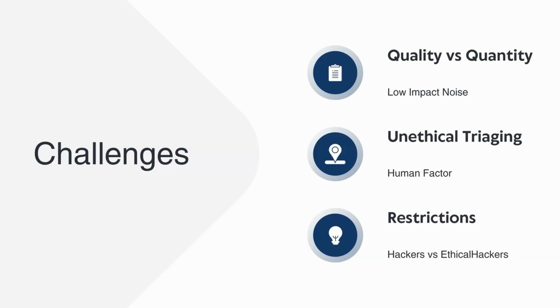Last challenge is restrictions. As ethical hackers, we always have to follow the rule of engagement and scope, right? We cannot test outside of scope. We cannot violate any rule of engagement, otherwise we will not get the bounty. So we are given a lot of restrictions, whereas real-world hackers or black hat hackers don't follow any scope and they don't follow any rule of engagement.